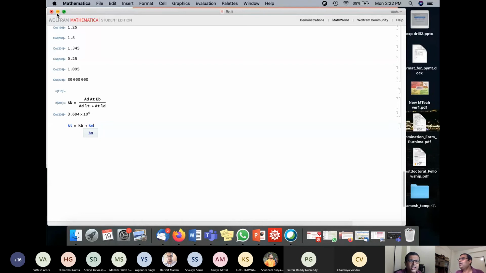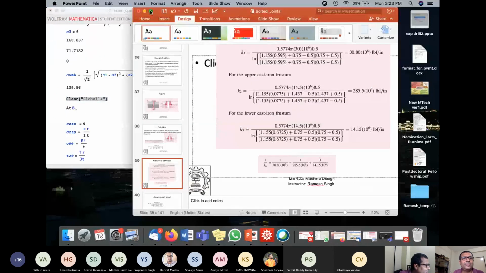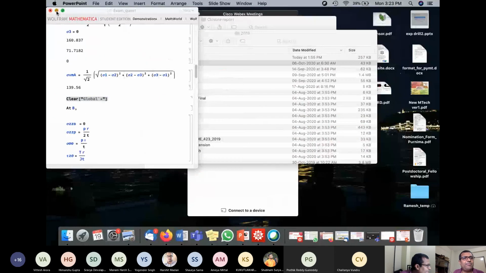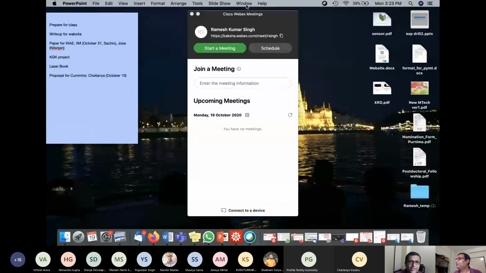We still have a few minutes. I think I solved this problem. If there are any questions, you can ask me right now. I know it is difficult to solve problems in this online setting, but I still tried my level best to have a combination of Mathematica and this. So do you have any questions?